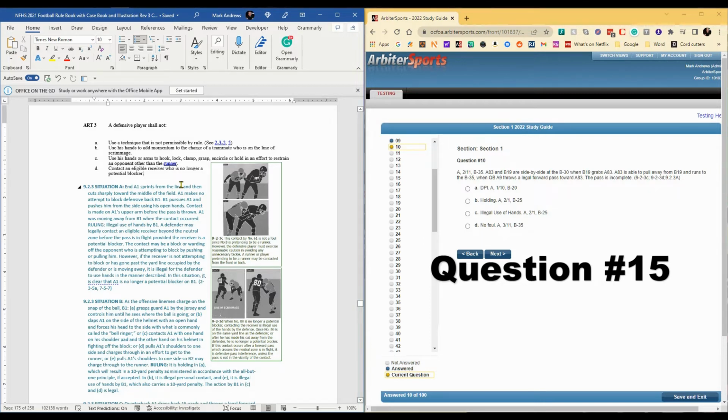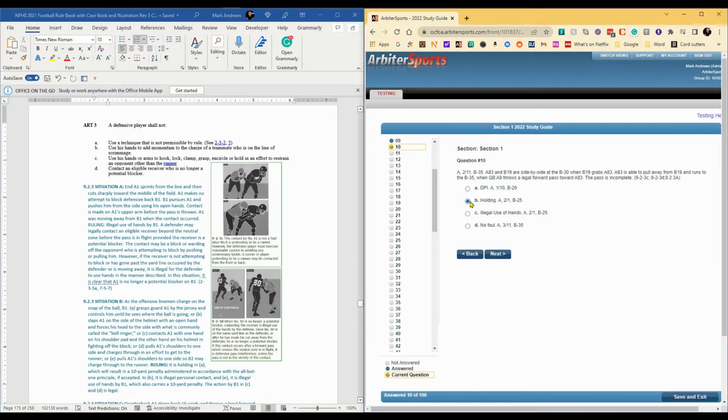Sometimes what we see is linebackers will, as a receiver goes by, shove them. And that's not legal. That is a violation of this illegal use of hands. That's what this is, illegal use of hands. But in our case, it's a grasp, so it's going to be B, holding. And it'll be a 10-yard penalty. It was 2nd and 11, so we're going to go 2nd and 1 from the B25. Answer's B.